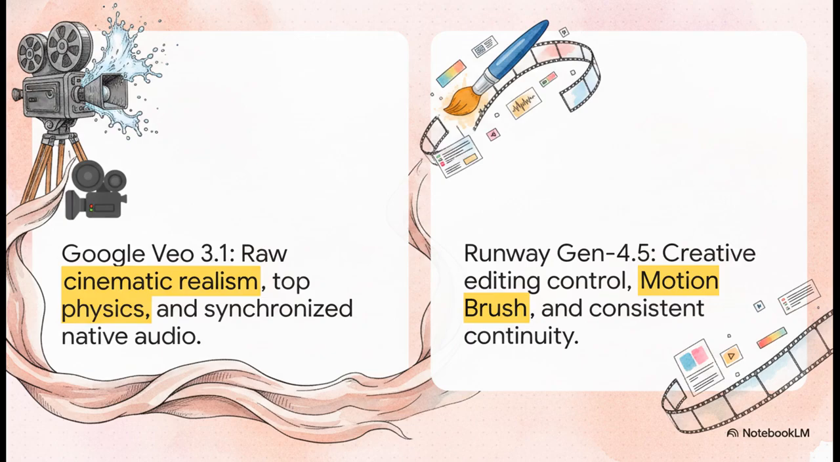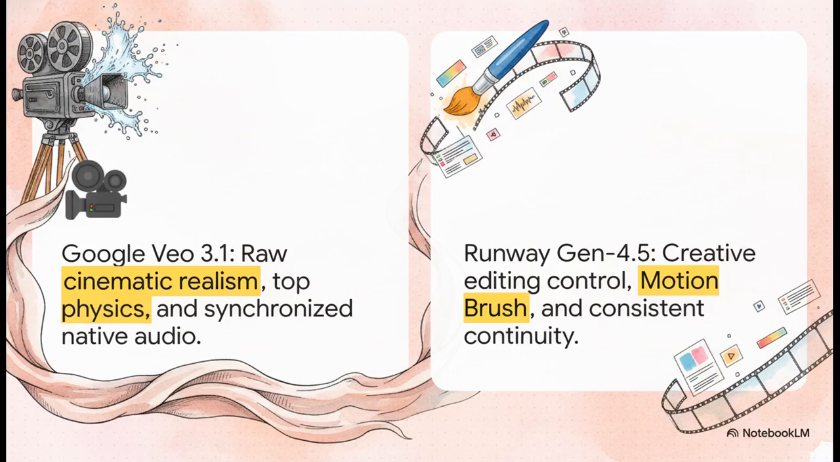But here's the absolutely crucial point. You have to understand the different philosophies at play when you're choosing between the top tier. Google Veo 3.1, that is the king of raw quality. You get best-in-class physics for tricky stuff like water and fabric, and that native audio is stunning.